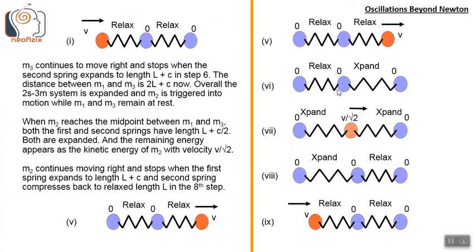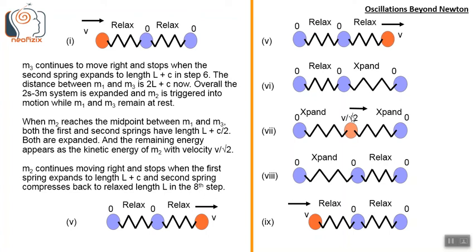So M2 starts moving right. When M2 reaches the midpoint between M1 and M3, in step 7, both the first and the second springs have length L plus C/2. So both springs are in an expanded state, L plus C/2 and L plus C/2, and the remaining energy appears as the kinetic energy of M2 with velocity v by root 2. Half the energy is trapped in these expanded springs, L plus C/2, L plus C/2.